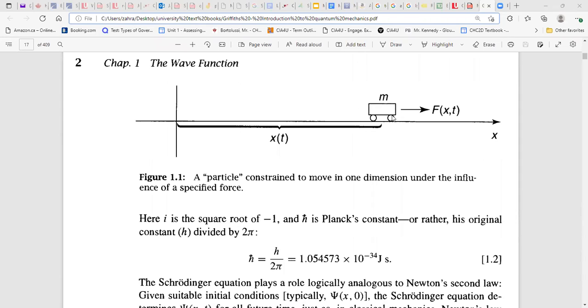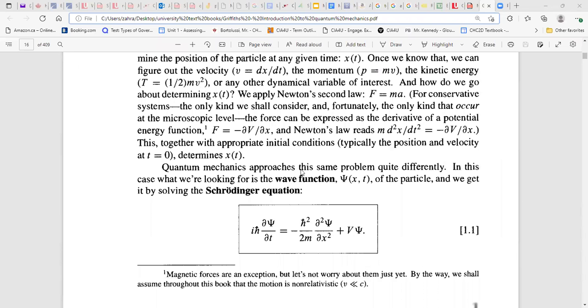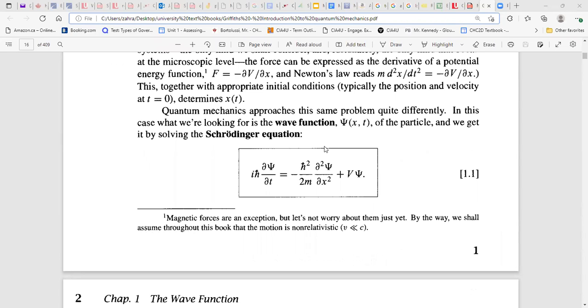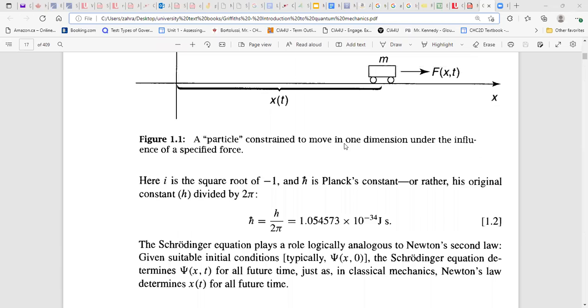Here, again, we define a particle that is constrained to move in one dimension. Just see that in all of this equation we talk about x, just one-dimensional movement. So the particle is under the force F, and it's just influenced to move in the x direction. i is the square root of -1, everyone, I believe, knows that. i is the imaginary number. h bar is Planck's constant, 1.054573 multiplied by 10 power -34 joule seconds.